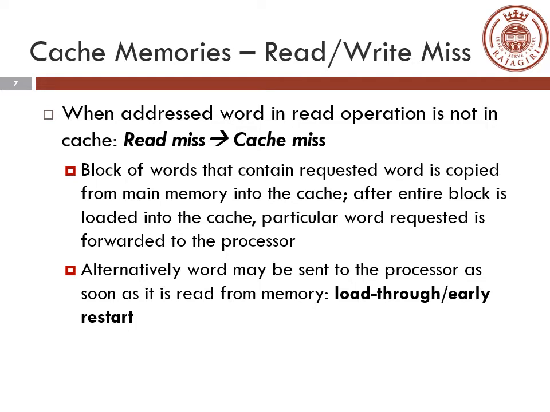In that case, normally a block of words containing that word will be copied from the main memory into the cache. After the entire block of data is loaded into the cache, the particular word requested by the processor will be given to the processor. That's how it normally works.